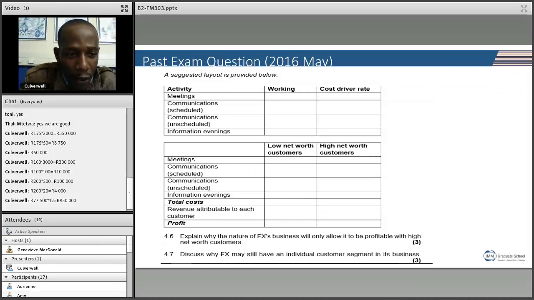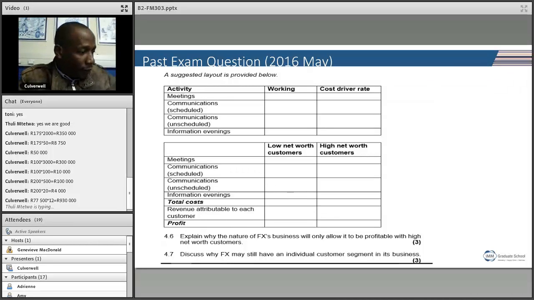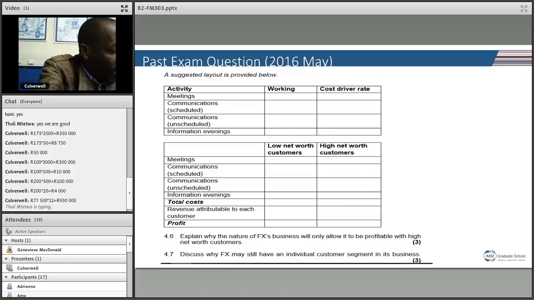From here on now, we need to go and calculate our total cost. So using the figures that we're populating here, guys, can you kindly type for me the total cost for low net worth customers and also the total cost for high net worth customers? You can use the abbreviation for low net worth customers being LNW and high net worth customers being HNW. Just for me to see if you're following before we actually calculate the profit itself.